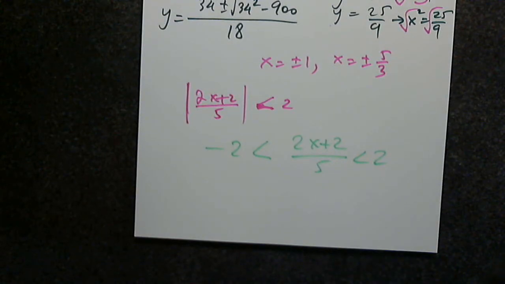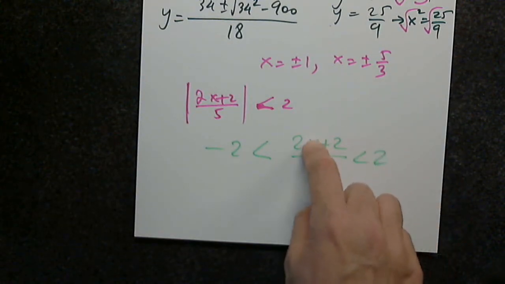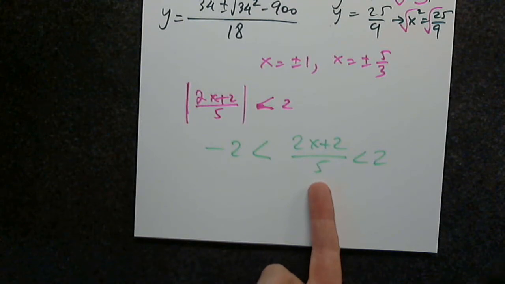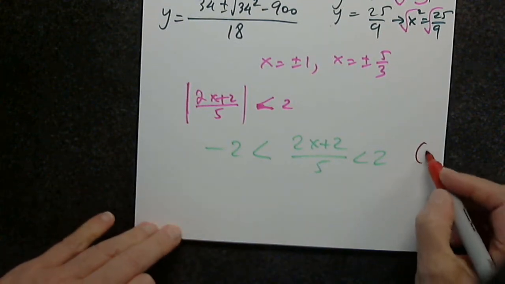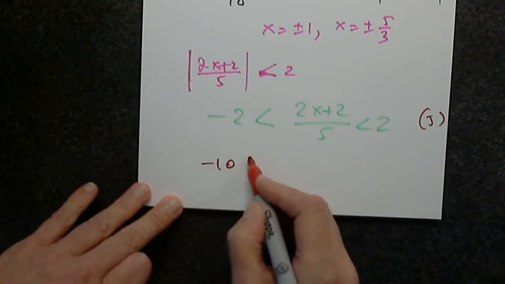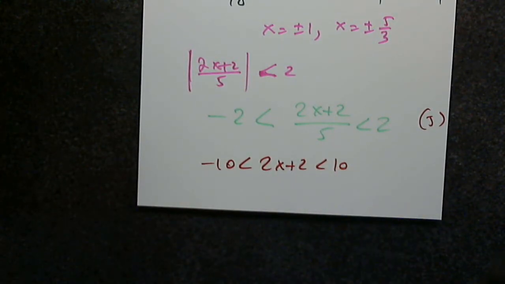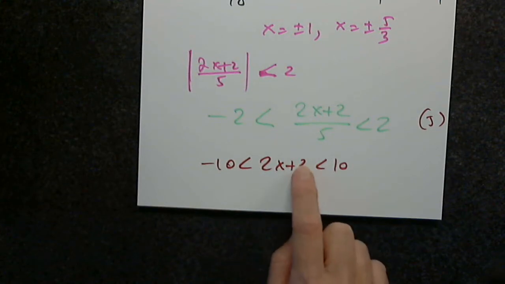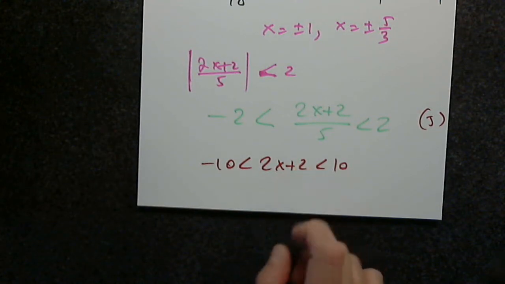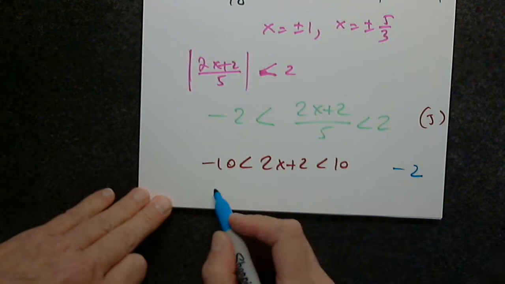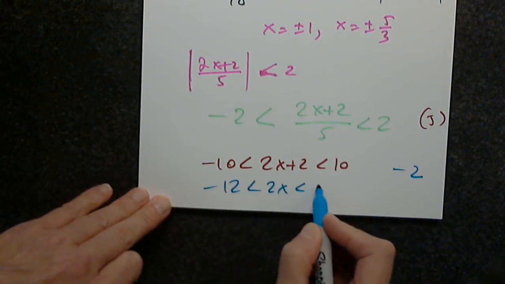So far, so good? Okay, I need to get to x. In order to get to x, I have to eliminate 5 first, multiplying everything by 5. So -10 less than 2x plus 2 less than 10. Then I have to eliminate this free term, the 2, so I will subtract 2 from all three sides. -12 less than 2x less than 8.